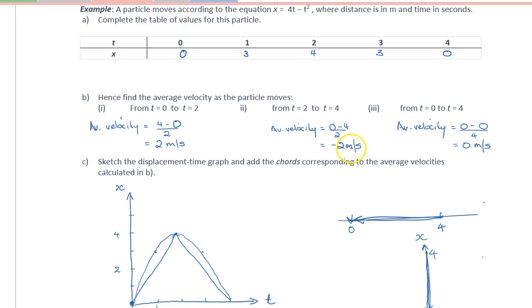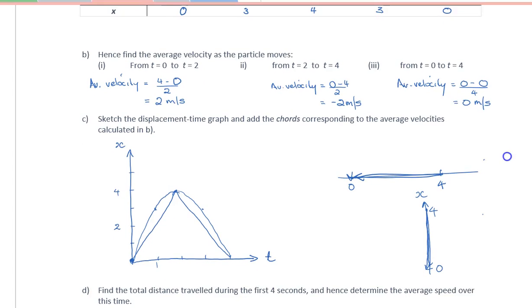It's really important to have the direction. We're coming back towards the fixed position, the 0 or the origin. And then from t is 0 to t is 4, we're finishing at 4 and after 4 seconds, our displacement is 0. Where did we start? At 0, and of course the average velocity is 0.